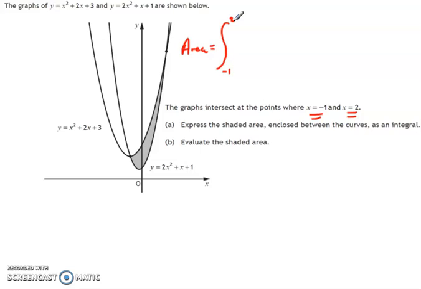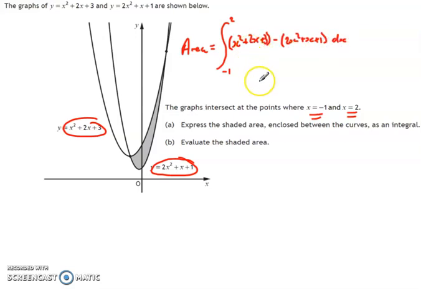Well, in this case, what we know is we've got to do the top curve take away the bottom curve. Now the top curve is given by this, the bottom curve is given by that. So we know we're going to do x squared plus 2x plus 3 take away the 2x squared plus x plus 1 dx. I can then simplify everything that's in here and make it the integral from -1 to 2.